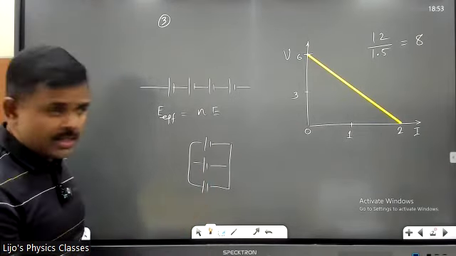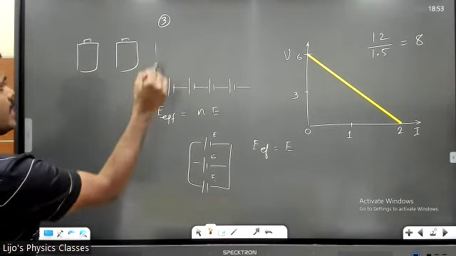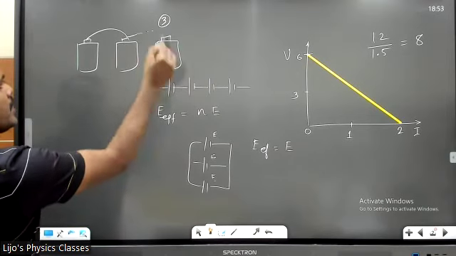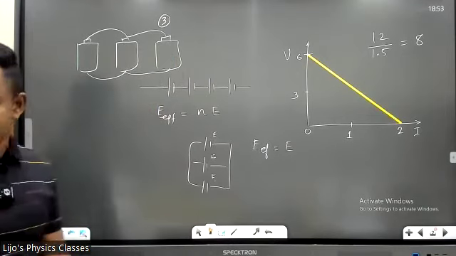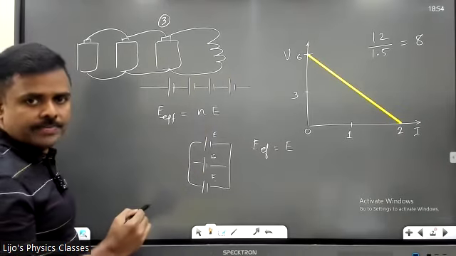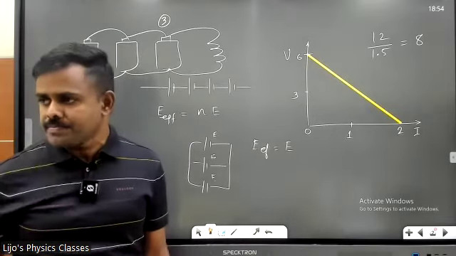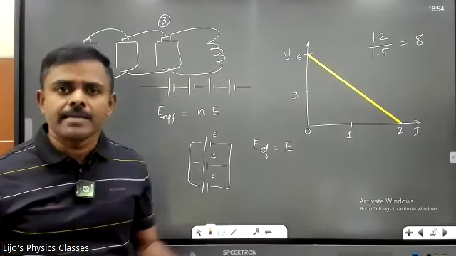If you have any doubt, try this at home today. Take a cell. There is a button at the top, which is positive. Another cell by its side, and another cell by its side. Then connect all the positives together, connect all the negatives together. This is called parallel combination. And connect a bulb to this. Even if you increase the cells, the bulb will glow with the same intensity.